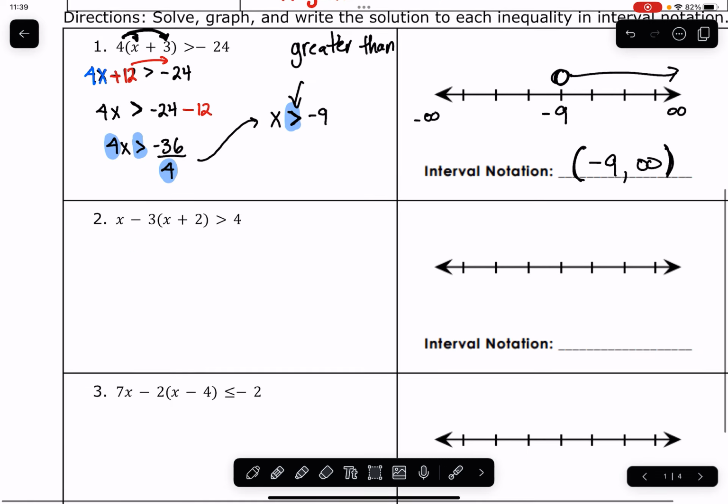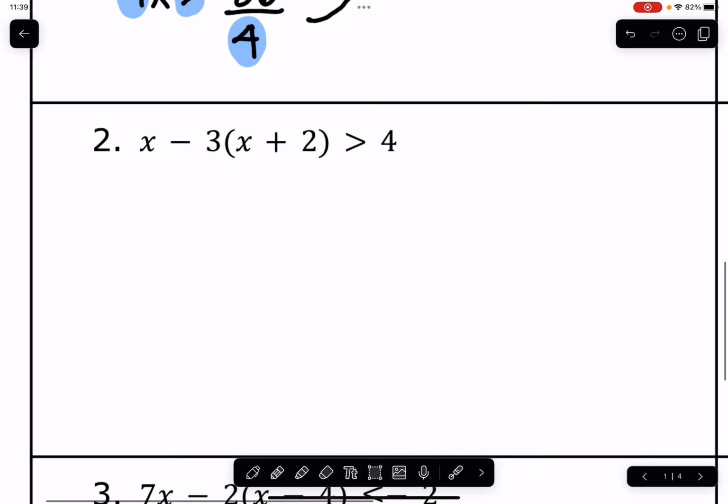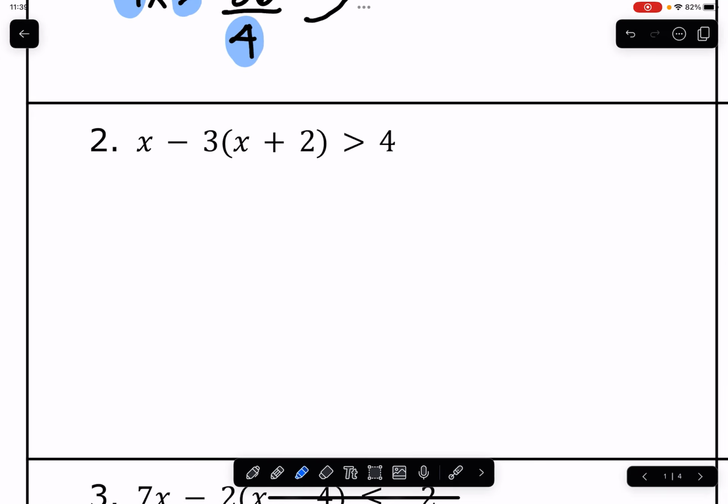Let's look at the next example. On example number 2, we'll start by first getting rid of the parentheses by multiplying the negative 3 into those parentheses. So we have this x that we're going to bring down. We're going to multiply that negative 3 into the parentheses, so that's negative 3x minus 6 is greater than 4.